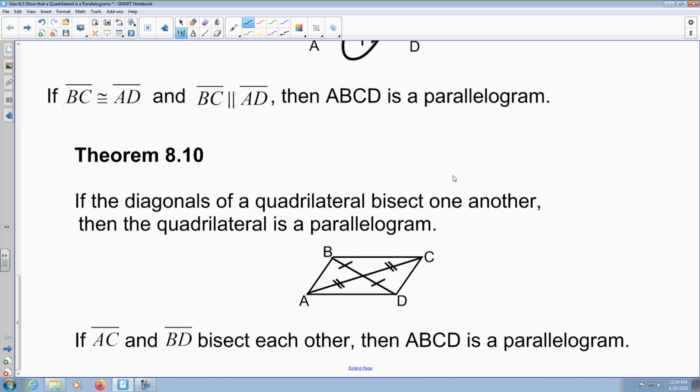The final theorem on this page says if the diagonals of a quadrilateral bisect one another, then the quadrilateral is a parallelogram. So remember the definition of bisecting. It means that it intersects, and where it intersects, it splits it into exactly two parts. So what you have here is the diagonal AC and the diagonal BD, they bisect, which means that the point that I just drew here is the midpoint of AC and BD respectively.